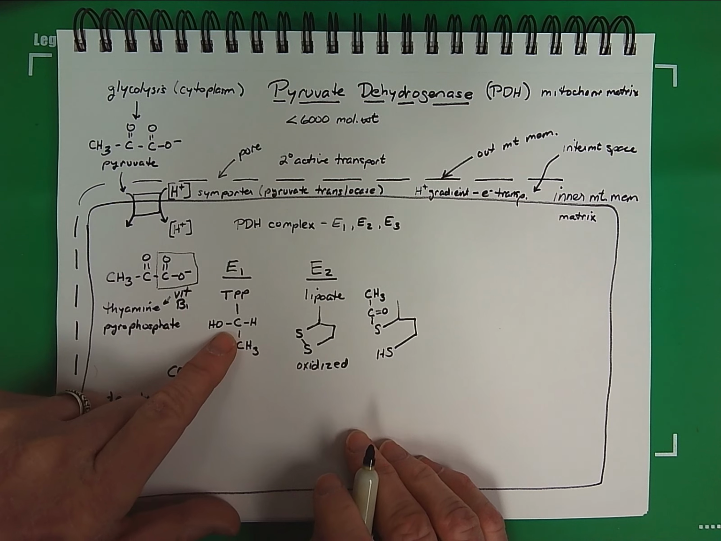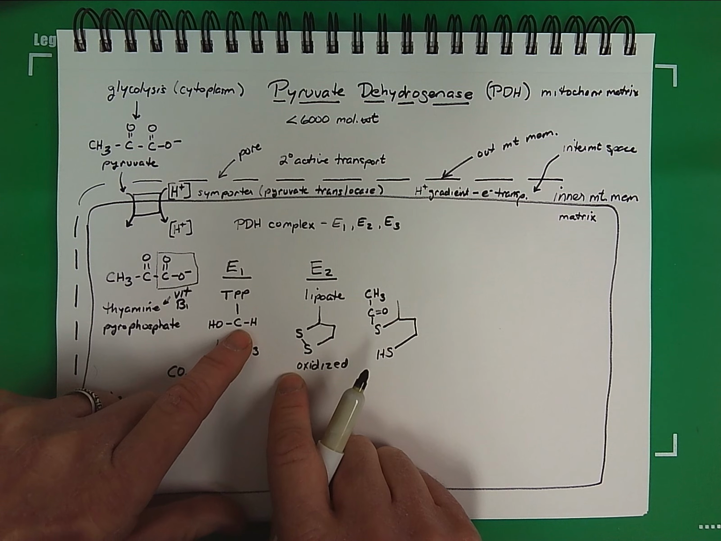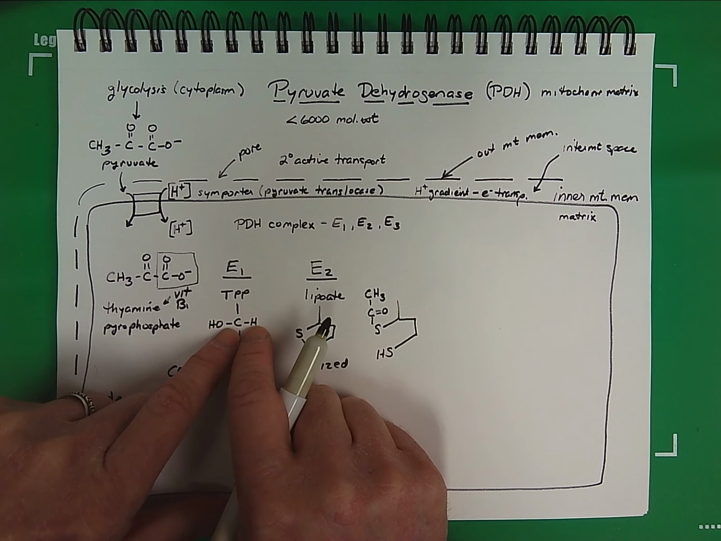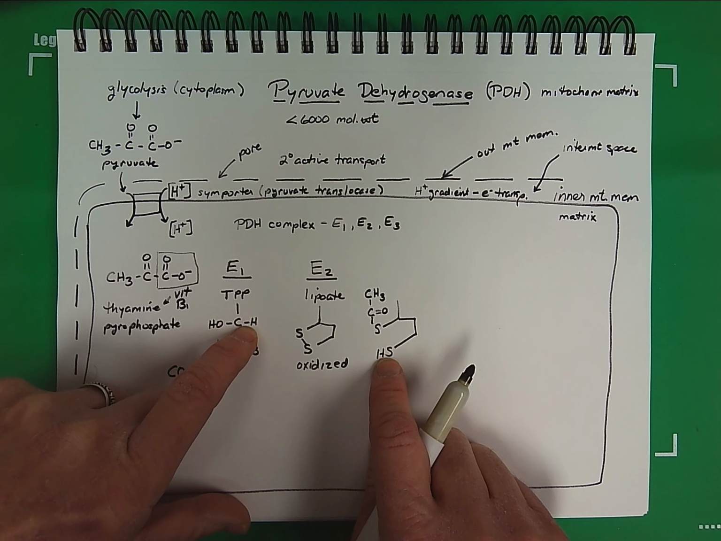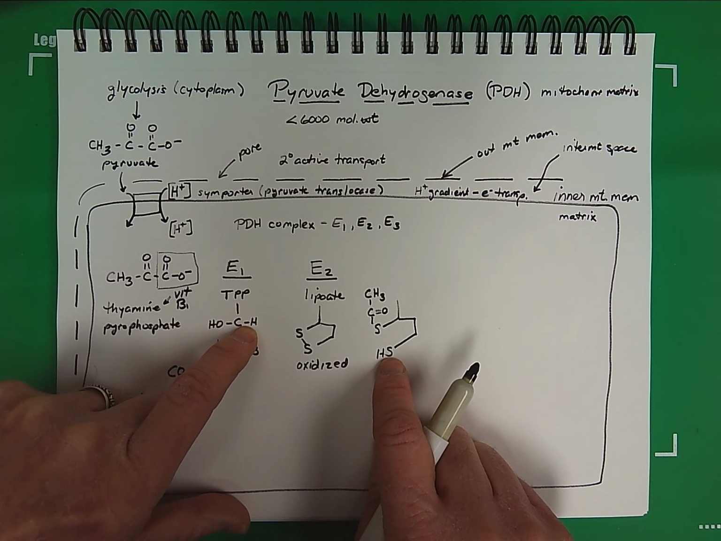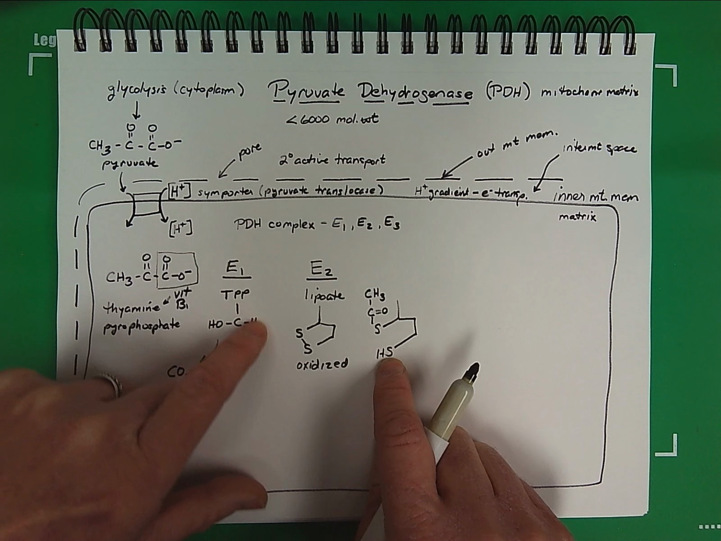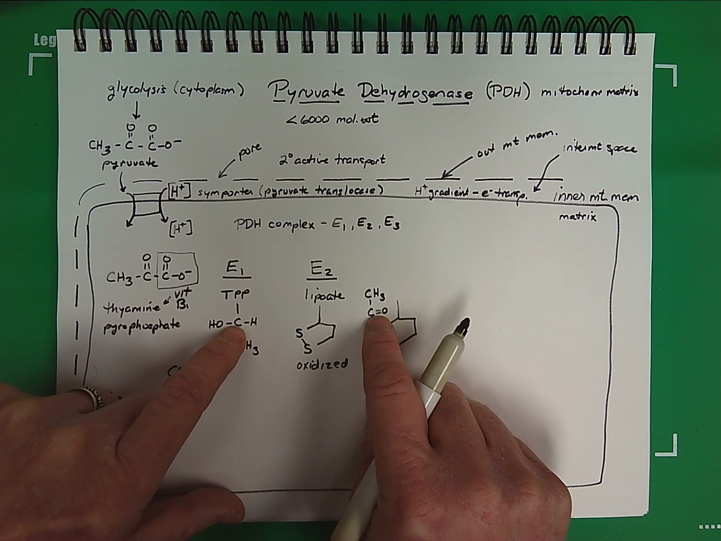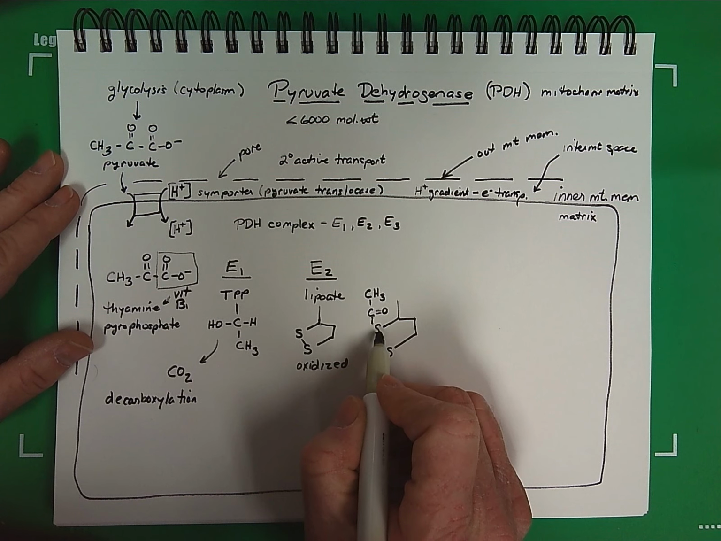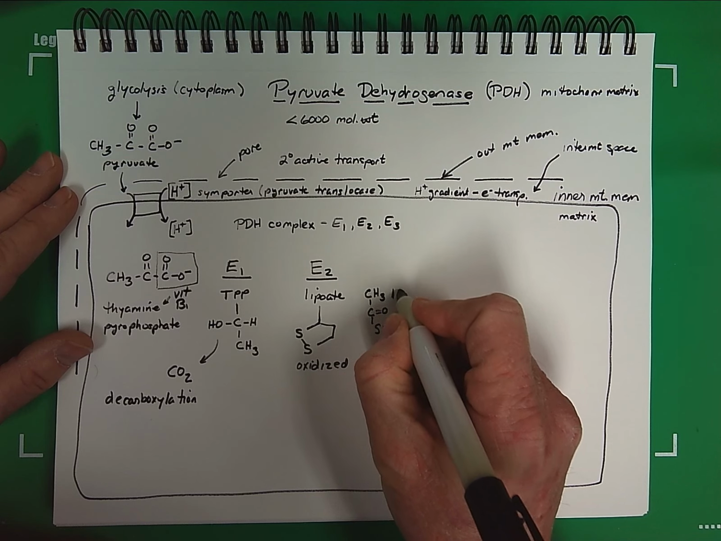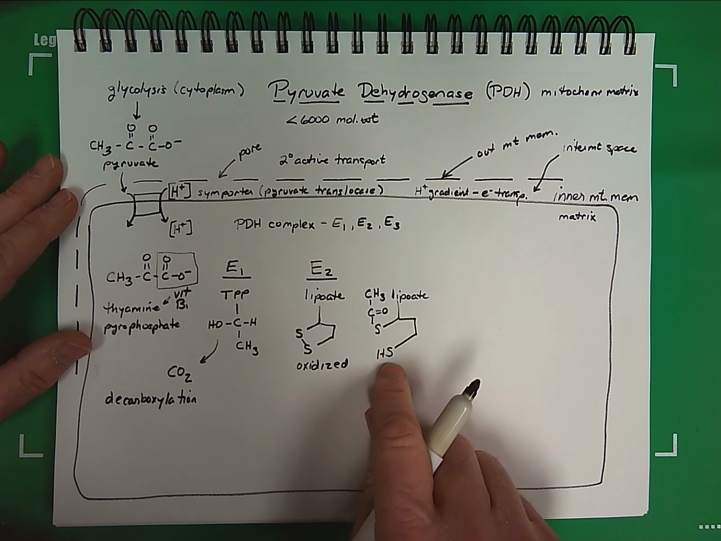So notice what we've done to this molecule. We have oxidized the alcohol-bound carbon and placed this hydrogen with these electrons on the sulfur group. This will oxidize this particular carbon, creating a carbonyl, and then we are transferring the bond from TPP onto the sulfur group of the lipoate cofactor.